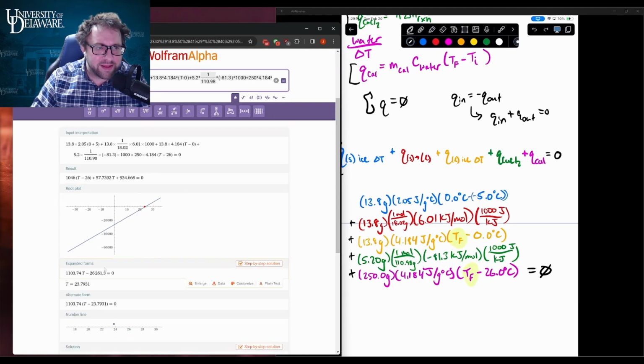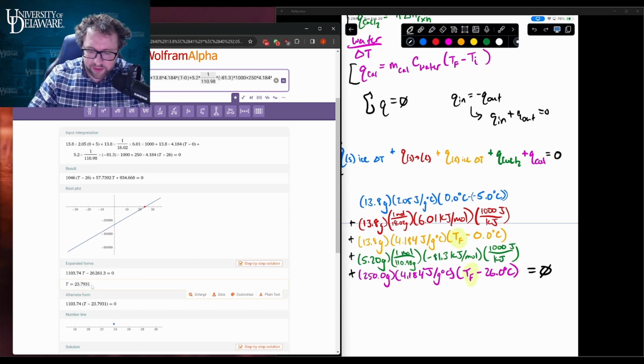All right, so that says that our final temperature would be 23.79, right? And why don't I write over these TFs in black so it's obvious where they pop up. 23.79. How many sig figs do I have here?